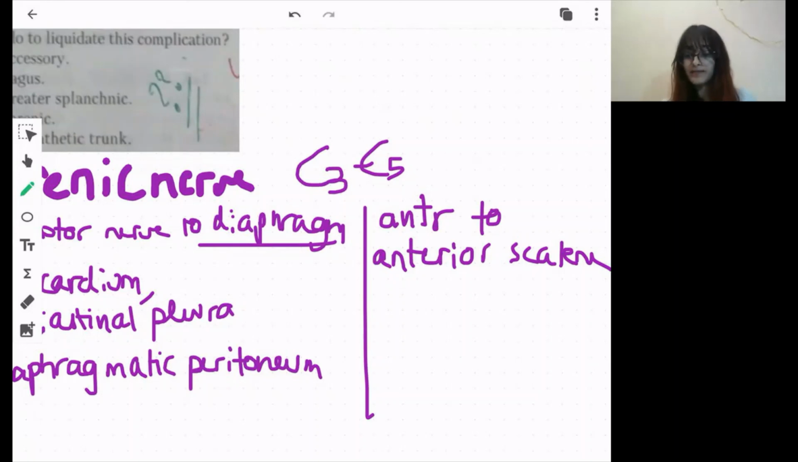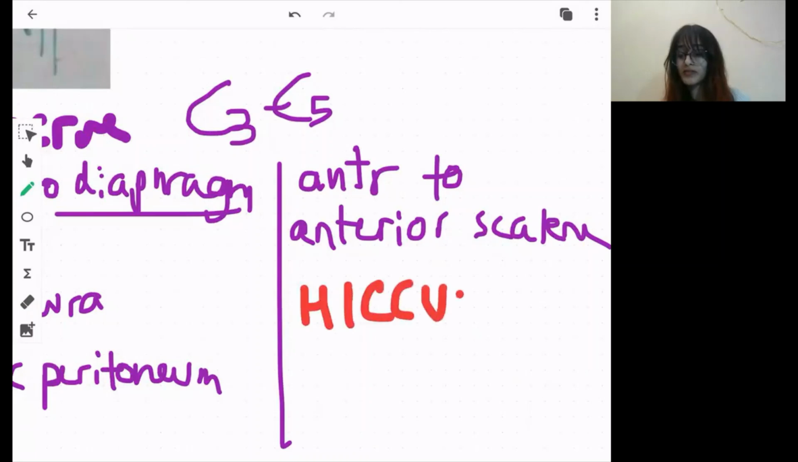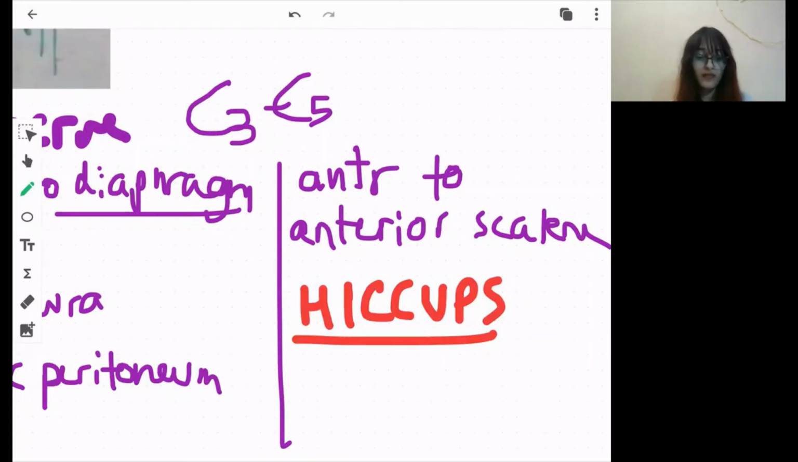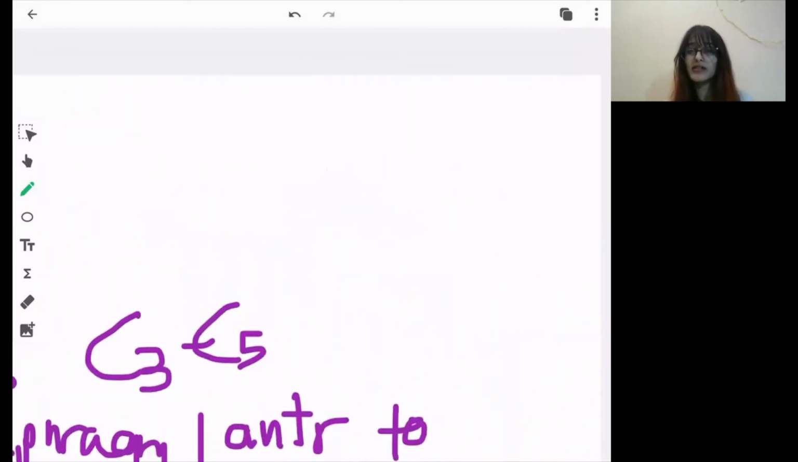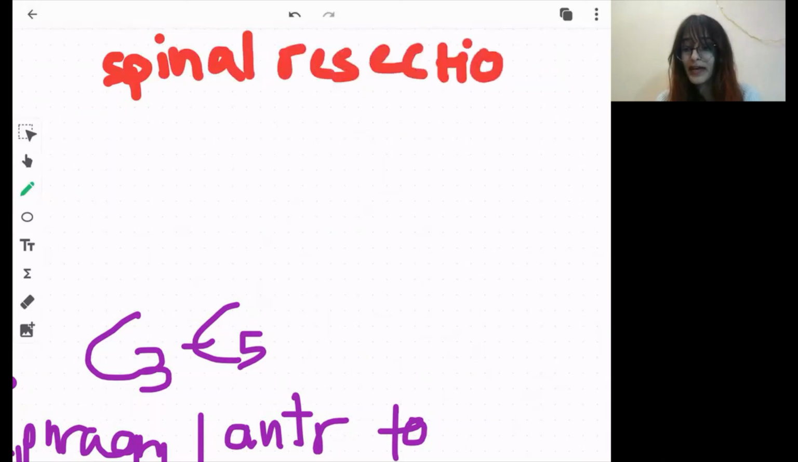So another important point I want you to remember about the phrenic nerve is that irritation of the phrenic nerve causes hiccups, that is the spasmodic contractions of the diaphragm. So another point, that is basically physiology, is that they say if there's a spinal resection at C1, what will happen to the respiration?